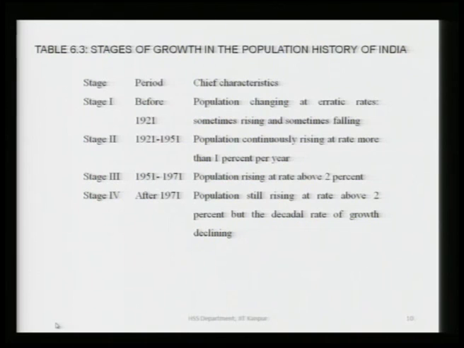So these are the stages in which you can divide India's population history. Stage 1, before 1921, population changing at erratic rates, sometimes rising, sometimes falling. 21 to 51, population continuously rising at a rate more than 1% per year. 51 to 71, population rising at a rate above 2%. And after 71, population rising at a rate above 2%, but the decadal rate of growth declining.